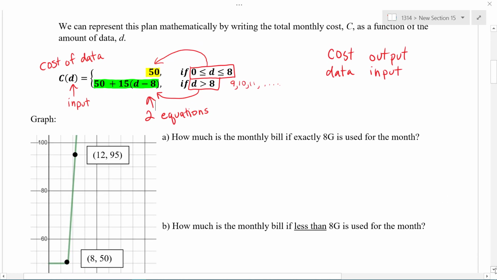Okay, so let's answer some questions. How much is the monthly bill if exactly 8 gigabytes is used for the month? What we're looking at is basically a D value of 8. So if we have 8 gigabytes of data, what is the cost? If our D value is exactly 8, which of those 2 lanes can I go in? So this is sort of like looking into your cart. So we're going to say C of 8. If 8 goes into our cost function, this is sort of like the number of items in your cart.